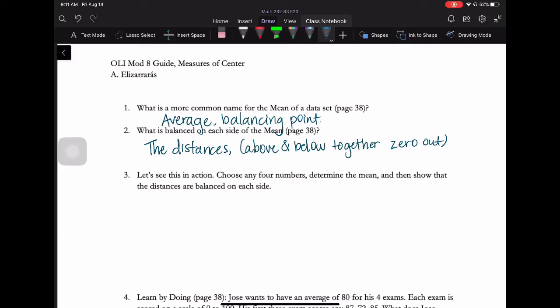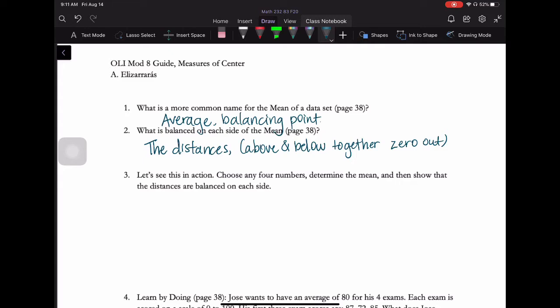Welcome back. We're going to be working on measures of center today for the Mod 8 guide. The first measure of center we're going to talk about is the mean, which you know as the average. The mean is also called the balancing point.